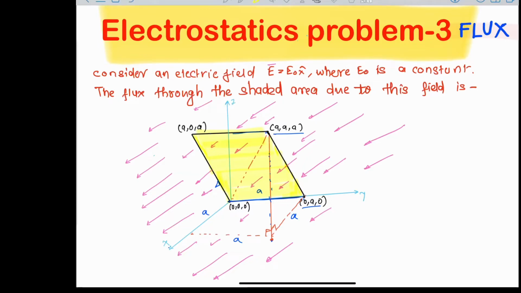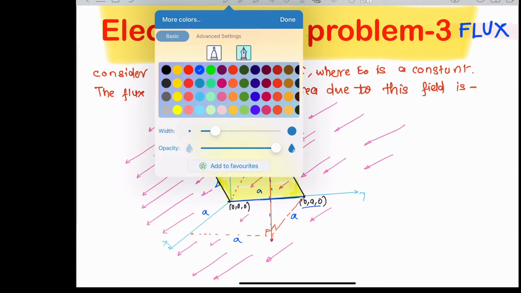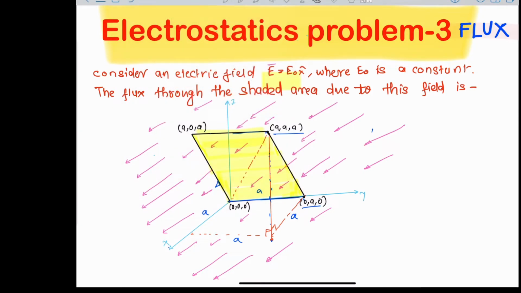Hello everyone, so today we will see a problem on flux in electrostatics. The problem is as follows. Consider an electric field E bar equal to E naught x cap, where E naught is a constant and x cap is a unit vector in the x direction. The flux through the shaded area due to this field is... So we have to find the flux passing through this yellowish shaded area.